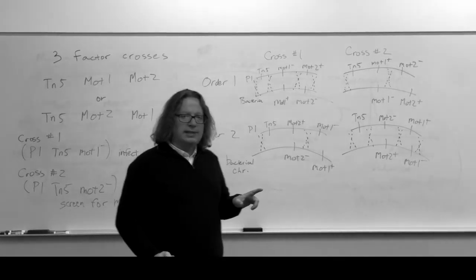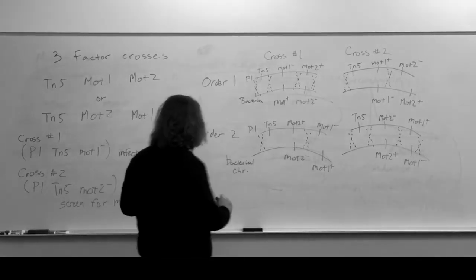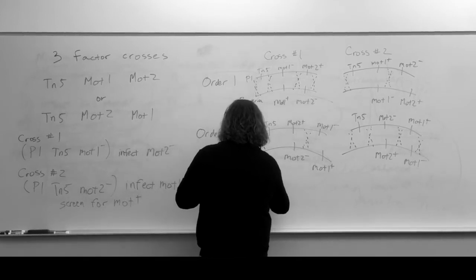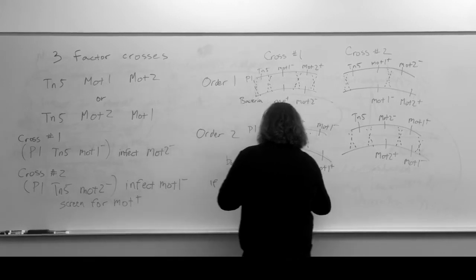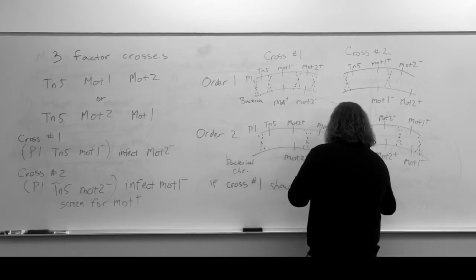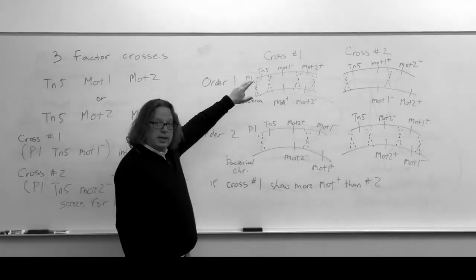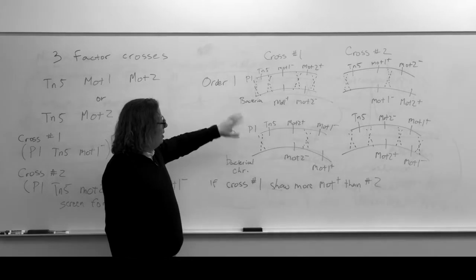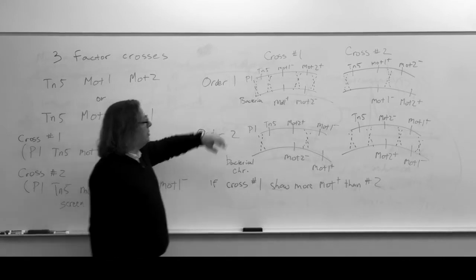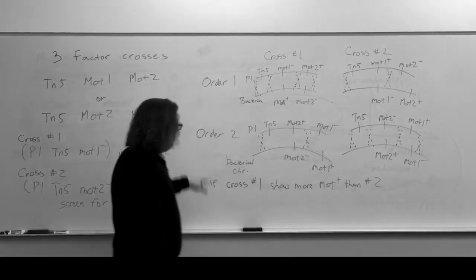So essentially what we're going to ask is, what cross yields the more mot plus bacteria? So if cross number 1 shows more mot plus than number 2, so if cross number 1 is yielding more mot plus than cross number 2, then the order is likely order number 2, because in cross 1, you just require a single event bringing over this chunk of DNA.